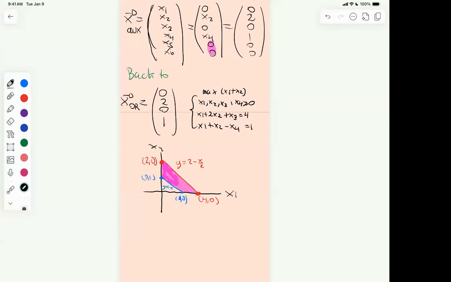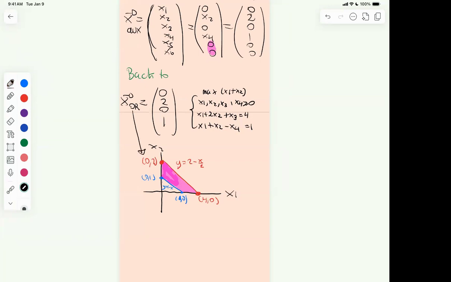Sorry, is it 0, 2? Oh my God, I drew it. Okay, this is 0, 2, right? Oh, this is so silly. Right. So the shadow, the simplex method is going to initialize here. So this corresponds to this corner.